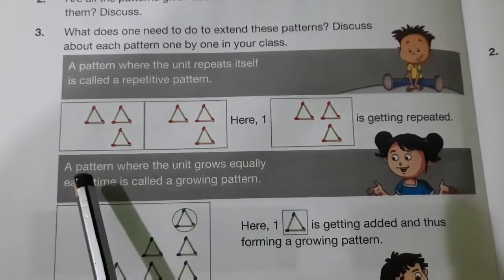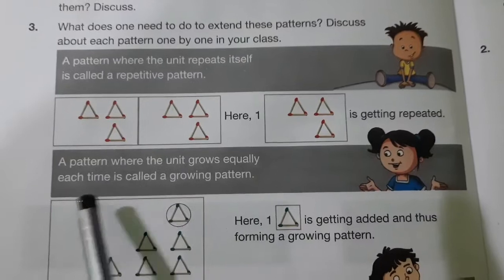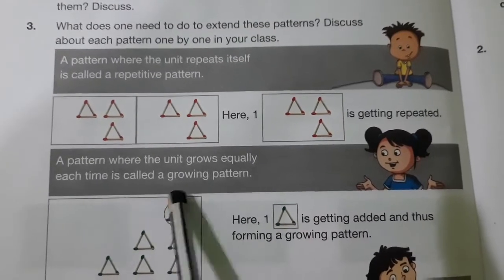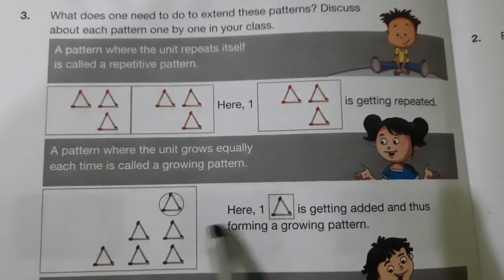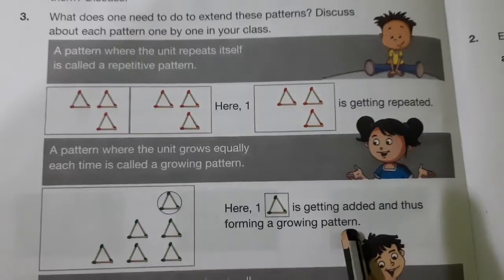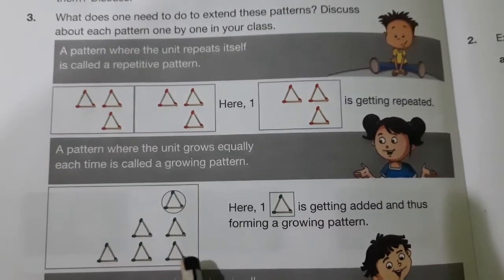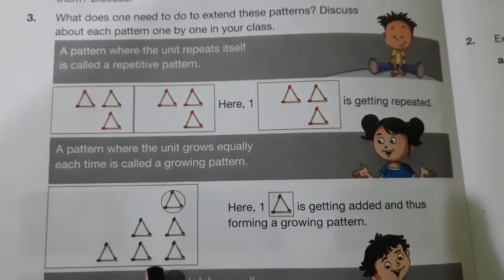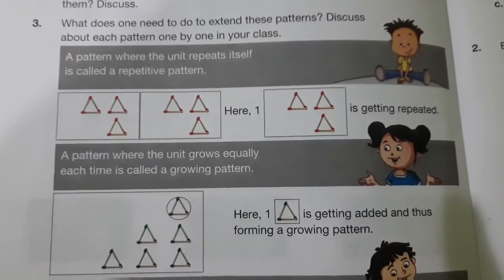Then a pattern where the unit grows equally each time is called a growing pattern. You can see here the triangle is getting added, thus forming a growing pattern. Here is the 1, here is the 2, here is the 3. That's why it is a growing pattern. It is adding here.